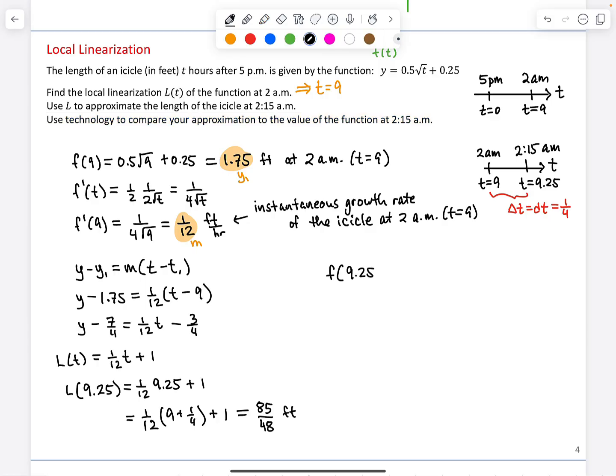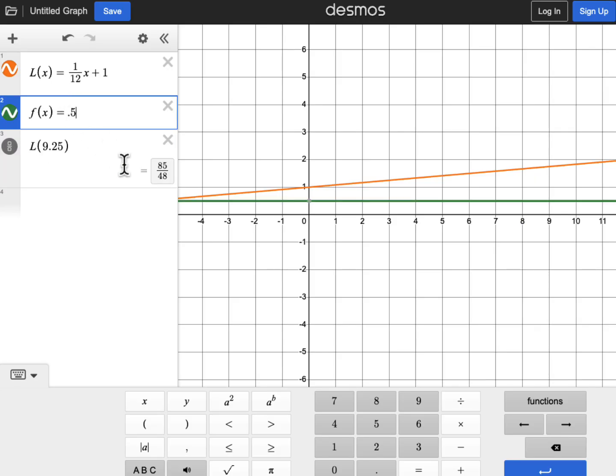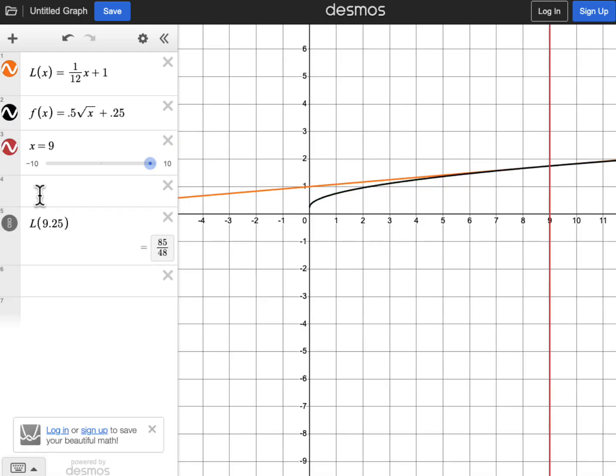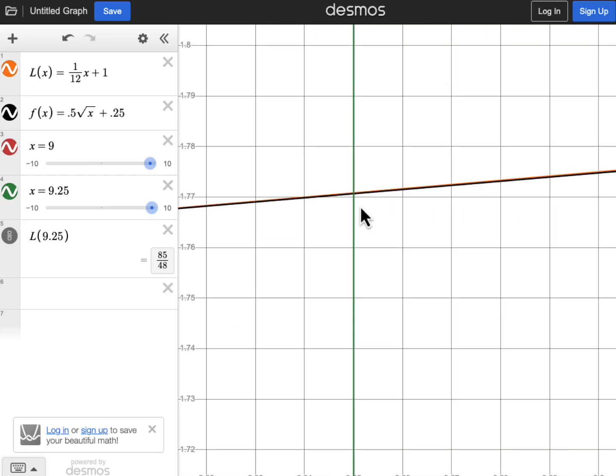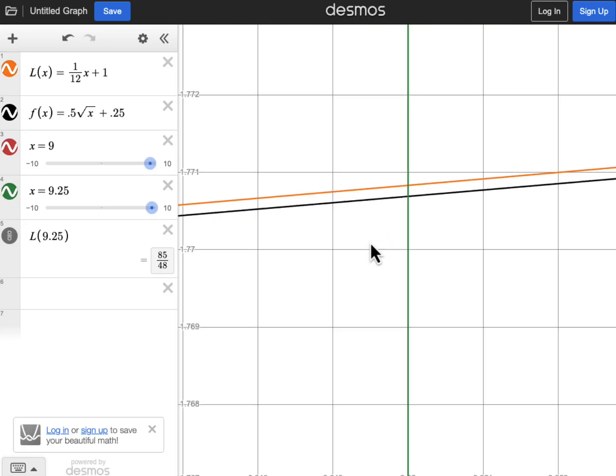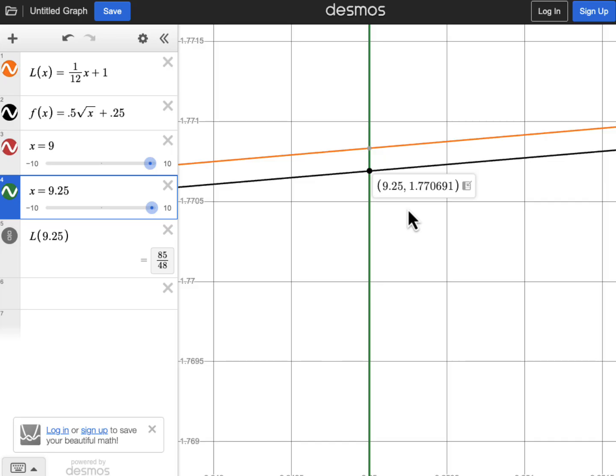So if I plug 9.25 into the function, I would get 0.5 times the square root of 9.25 plus 0.25. In technology, graph the function, make it black, output 2 vertical lines, one at x equals 9 in red and one at 9.25 in green. Now the point of tangency is where the red intersects the graph. And now let's zoom in around the green line until I can see a clear distinction between the tangent line and the original function. So this point right here represents the actual length of the icicle using this model when t is 9.25.